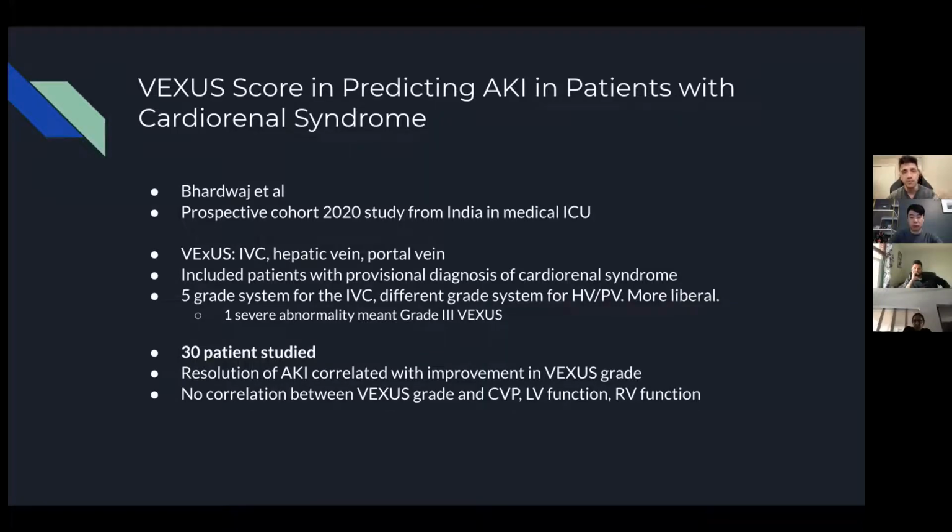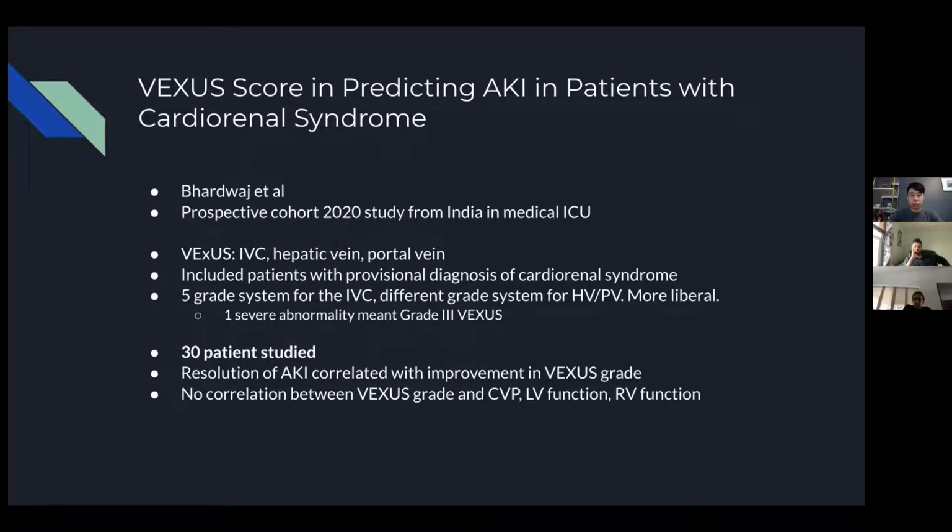Okay, this next paper is really what got me interested in this being used in the cardiorenal population. This was an Indian study done by Bhardwaj et al. in 2020 in the medical ICU. They took patients coming in with a provisional diagnosis of cardiorenal, and they looked at the IVC, the hepatic vein, and the portal vein. They graded a little bit differently than that previous study, but regardless, they looked at 30 patients and they saw a resolution of AKI correlated with improvement in the VExUS grade. And interestingly, there was no correlation between the VExUS grade and the CDP, the LV function, or the RV function.